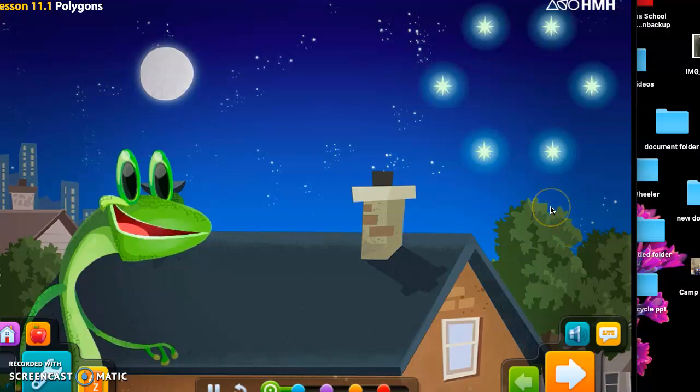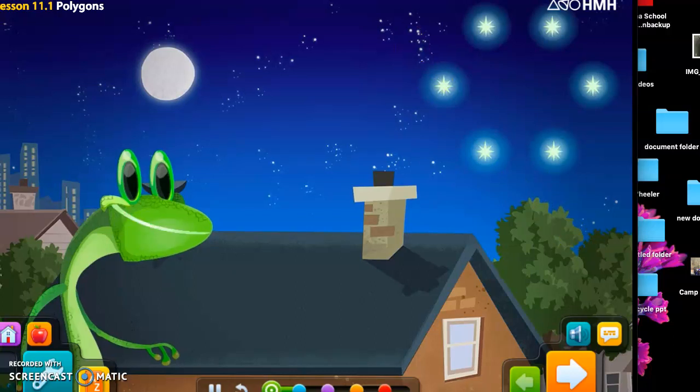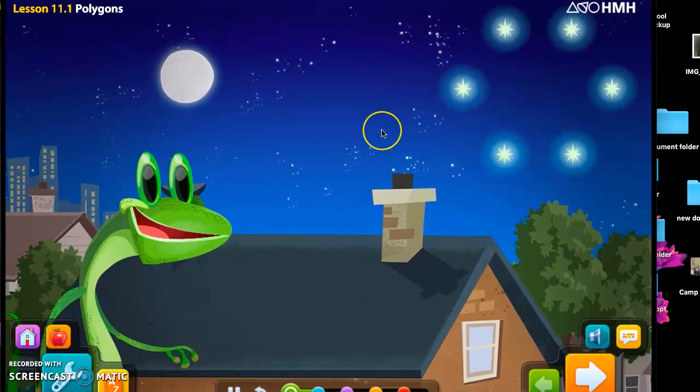Howdy, folks. I'm doing a little stargazing. Tonight, the stars seem to form a shape I've seen before. I wonder what shape it is. Click the stars to see the shape.